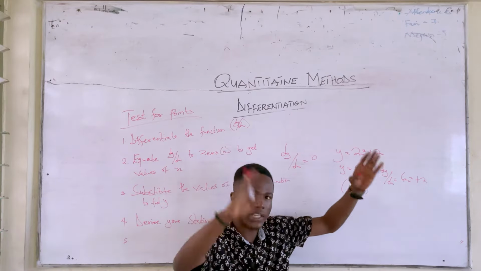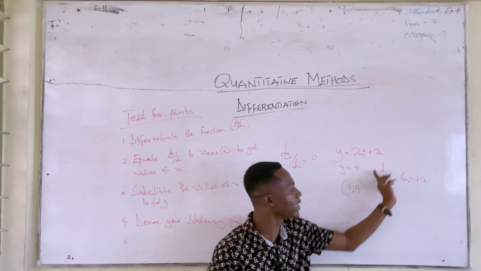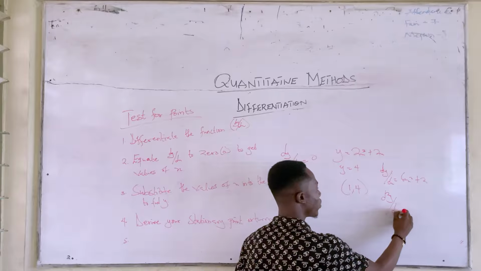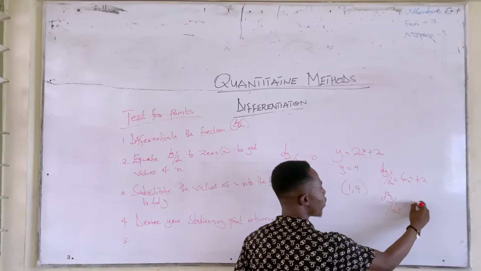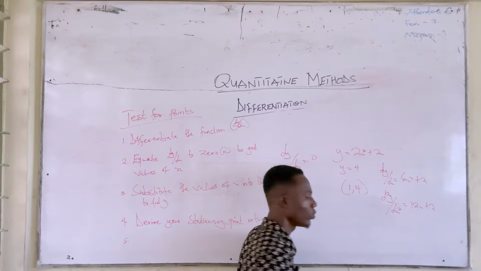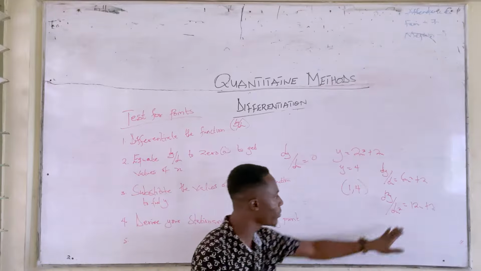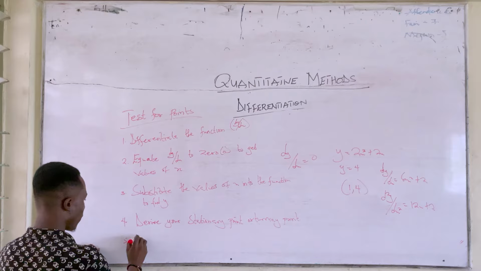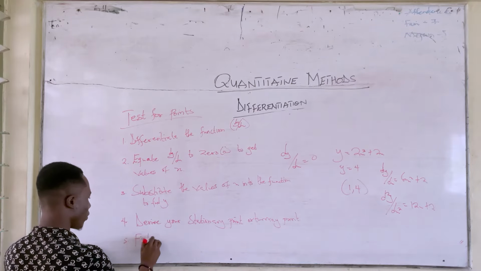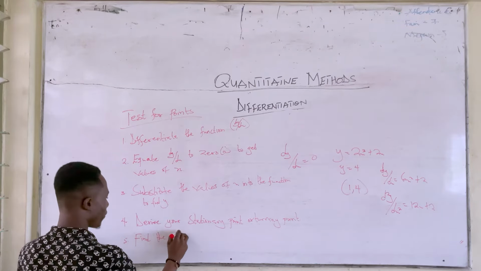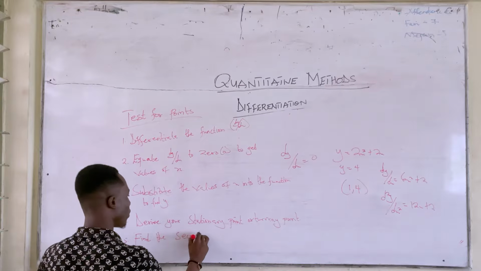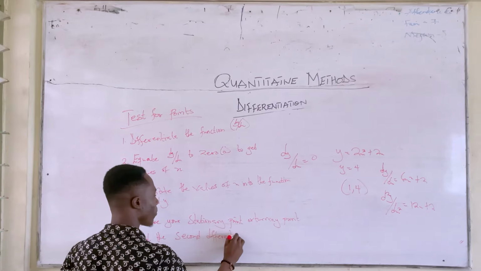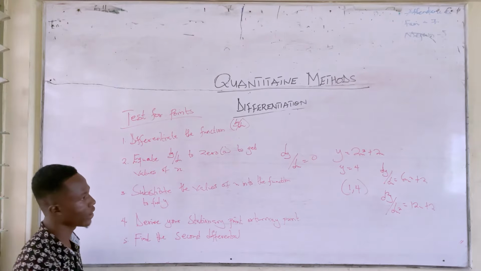So after getting our turning point, we have to differentiate this again to get d squared y over dx squared equal to 12x plus 2. Do you get it? So this one becomes our second differential. So find the second differential.